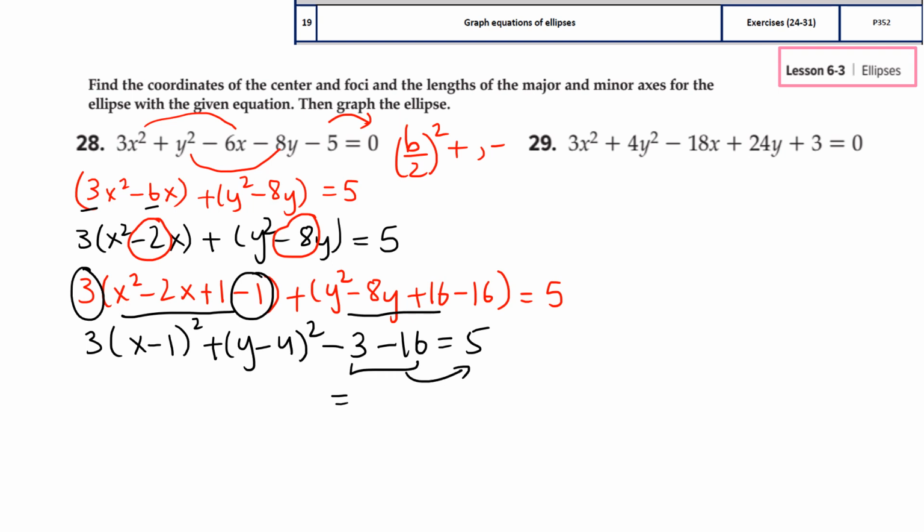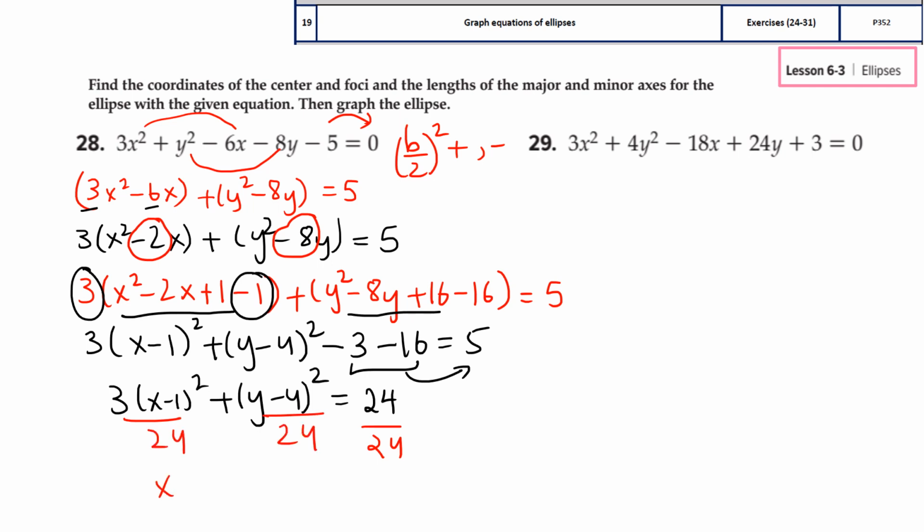So what do you get? Add them all. 5 plus 16 plus 3. So this is 19 plus 5 or 24. So this is what I get. Still now I have not reached the standard form. So in standard form the right side is 1. So how do I make it 1? I divide by 24 on each side. So I have the final standard form now. 24 divided by 3, that's 8. And y minus 4 whole square over 24 equal to 1. So this is my standard form.